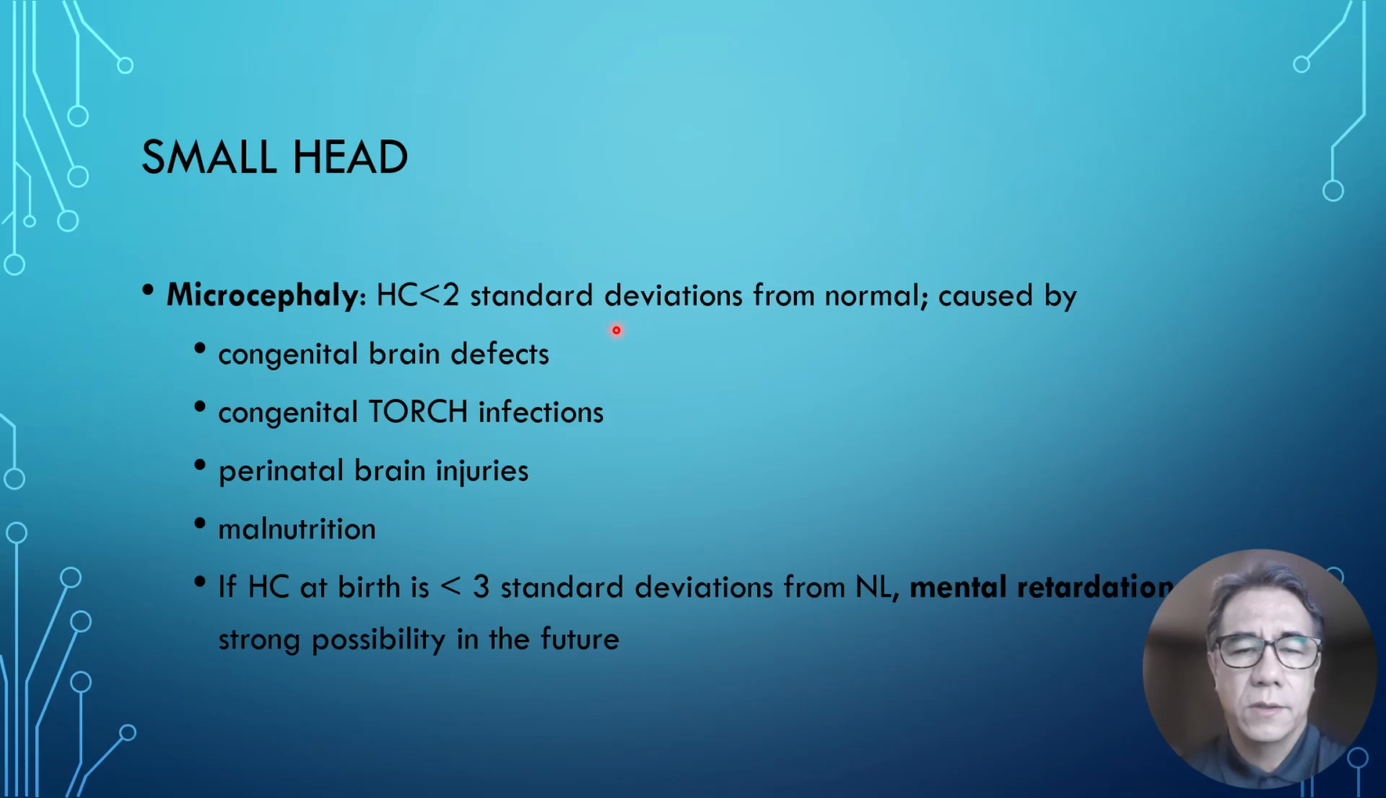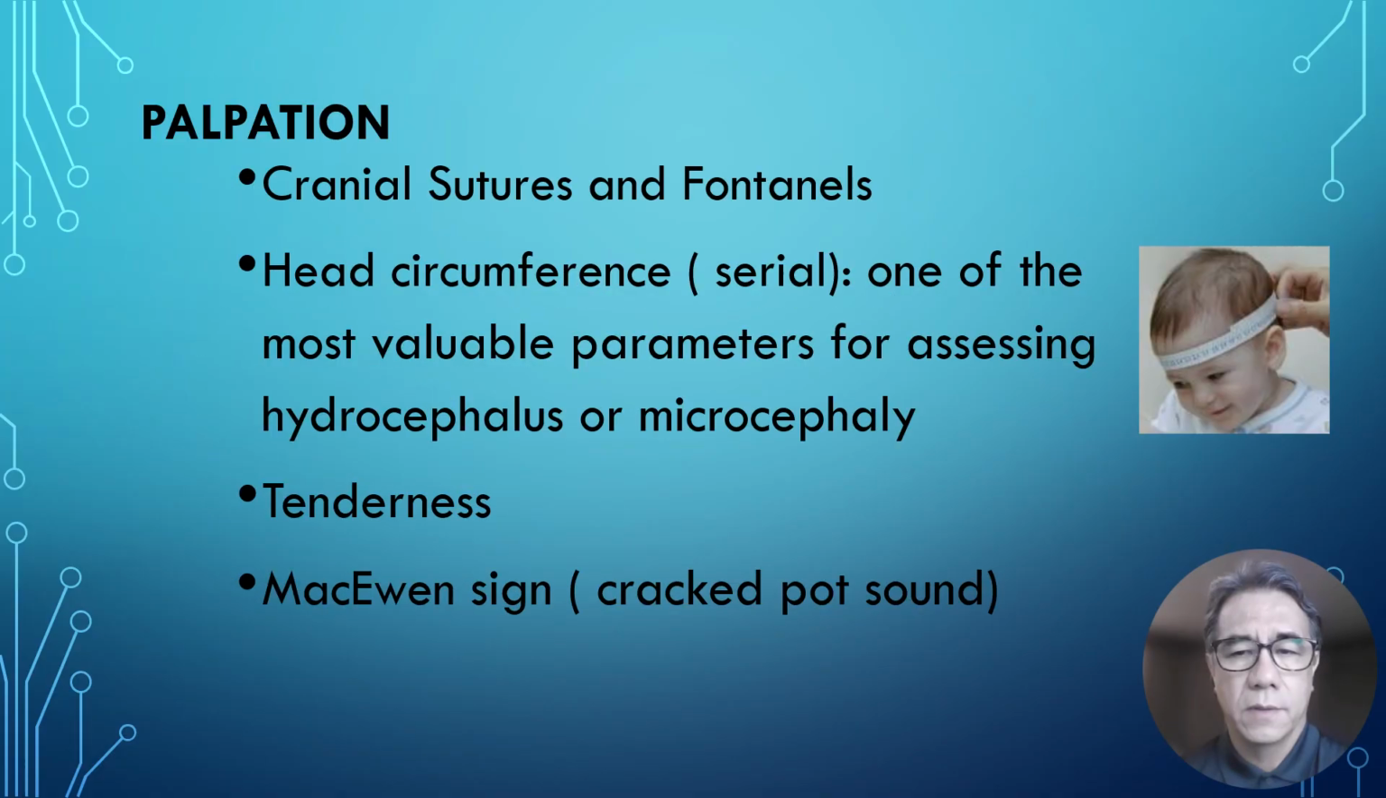Microcephaly, on the other hand, is head circumference less than 2 standard deviations, often associated with congenital brain defects, congenital TORCH infections, perinatal brain injuries, rarely malnutrition. And if the head circumference at birth is already below the 3 standard deviations from normal, there is a strong possibility that the patient might have or acquire intellectual disability in the future.